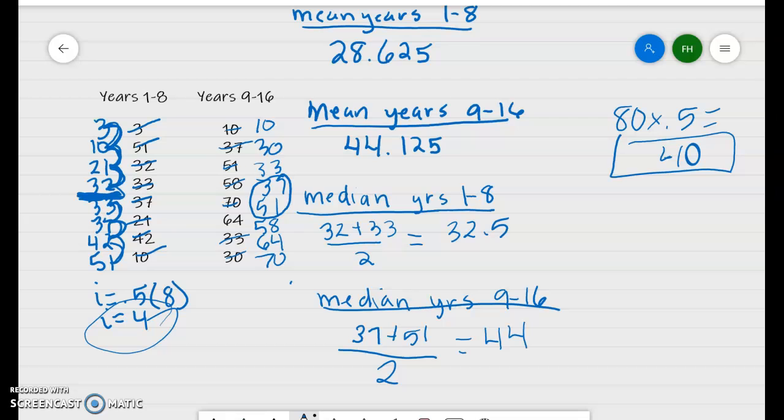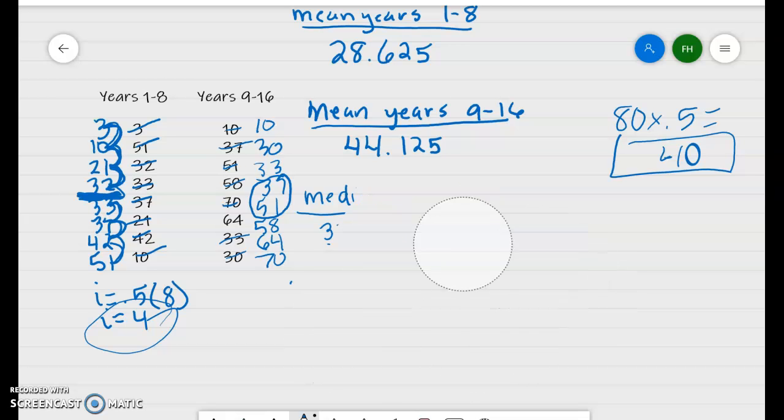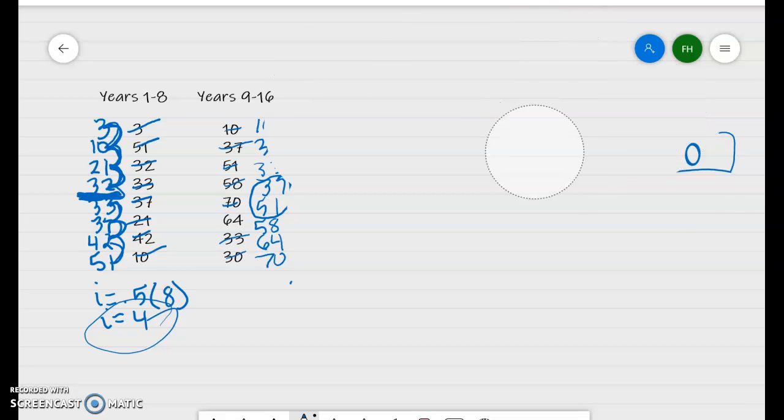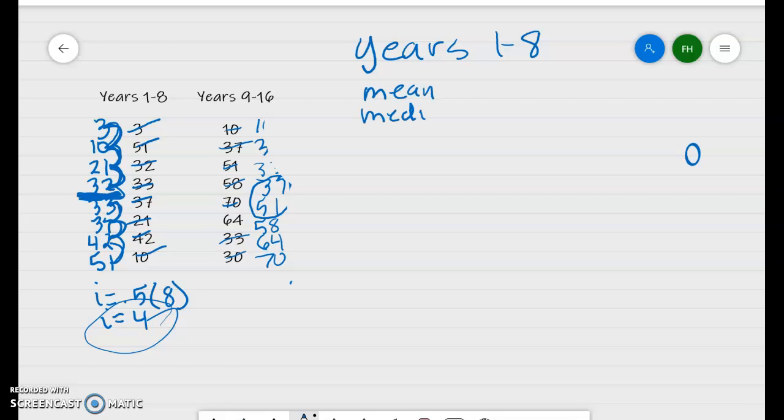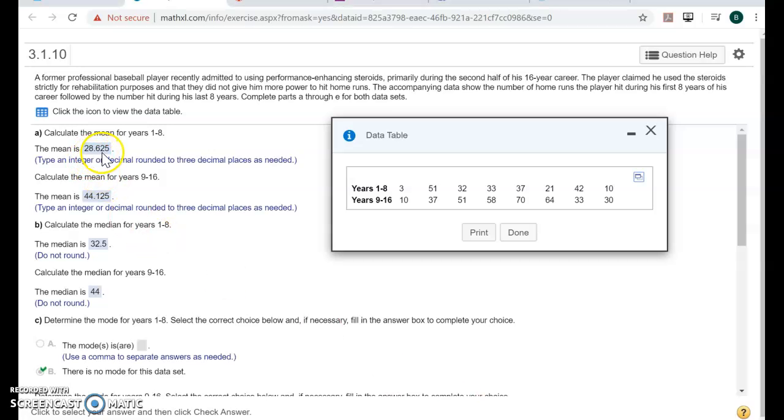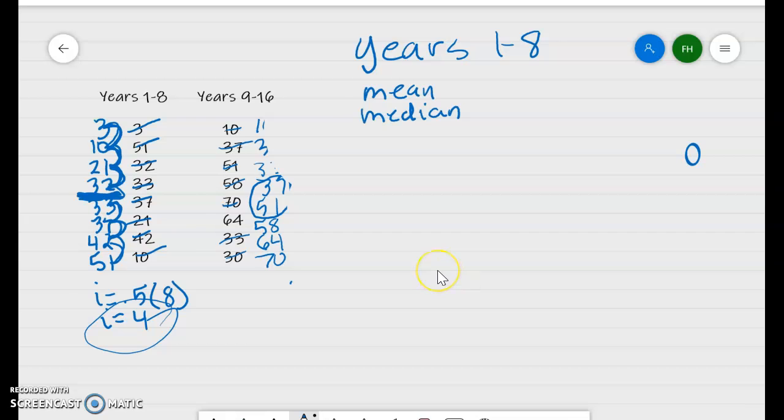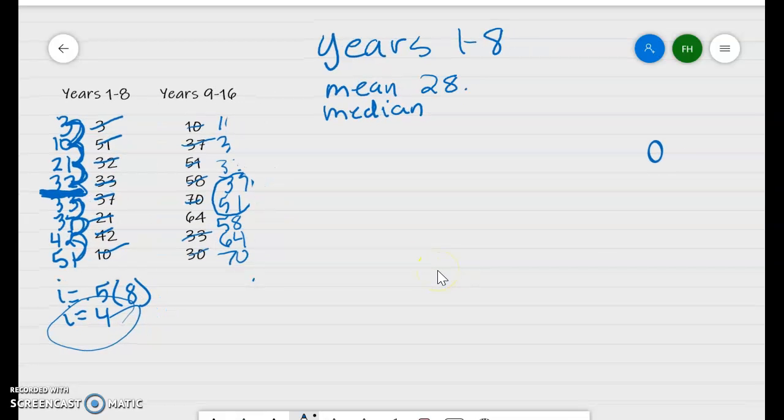Okay, now the last part, I'm going to erase this for a second, because I want to look at years 1 through 8, and I want to compare the median and the mean. So let's look at what we got for the mean and the median for years 1 through 8. So we got 28.625 for the mean, and then for the median, we got 32.5.